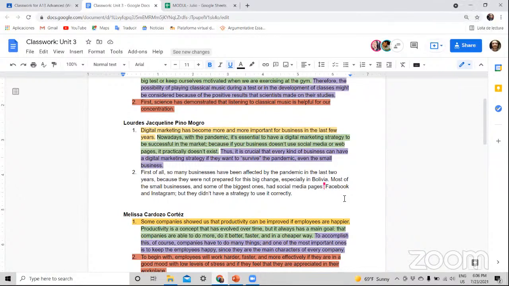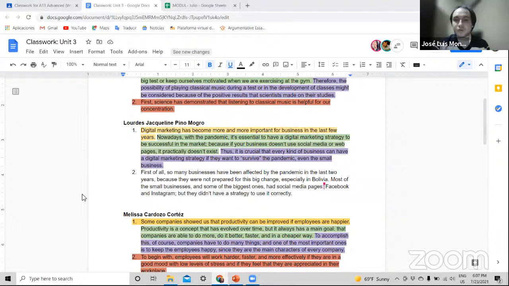So many businesses have been affected by the pandemic in the last two years because they were not prepared for this big change, especially in Bolivia. Most of the small businesses and some of the biggest ones had social media pages, Facebook and Instagram, but they didn't have a strategy to use them correctly.